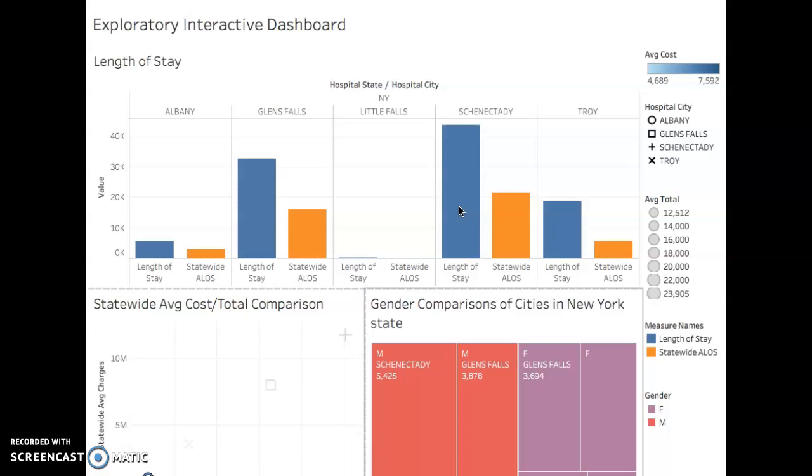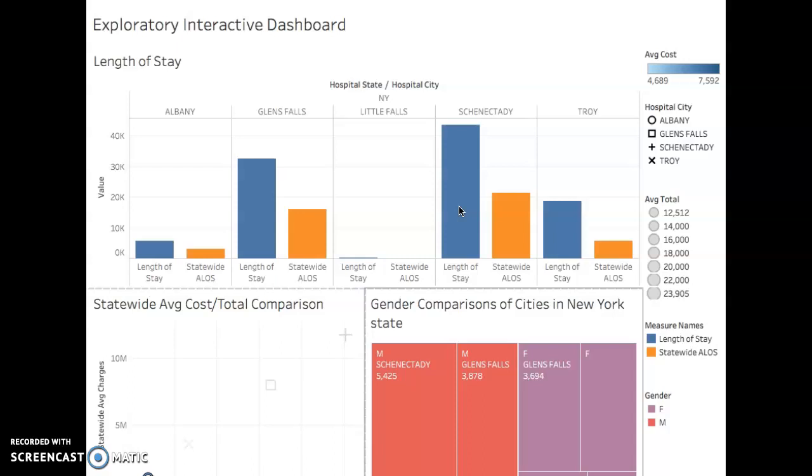and urban hospitals, as well as to compare the average statewide cost and total cost for certain procedures as compared to that of different hospitals identified. This data was also used to show the comparisons of length of stay from the statewide average to that of the individual hospitals.